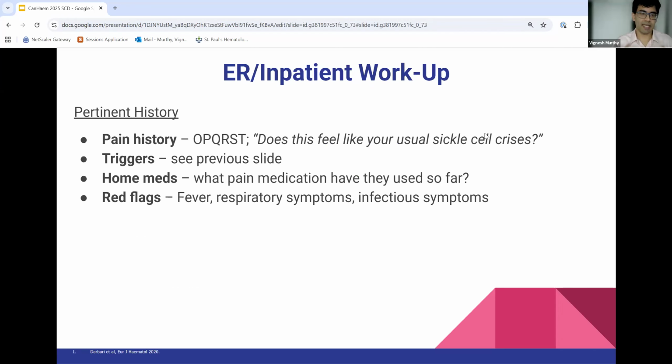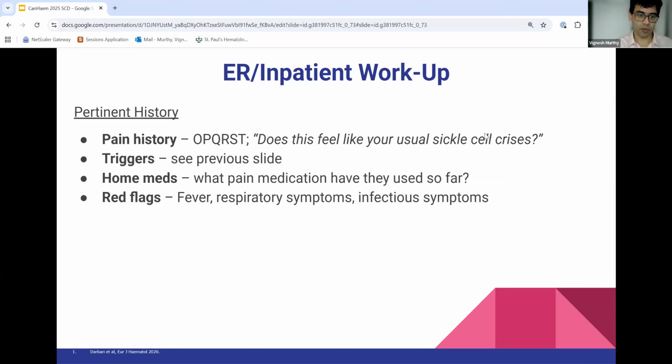And so what would you like to see in the ER or inpatient setting as far as a workup if these patients are not admitted at one of our centers, for example? A pain history is the usual LPQRST, but really, does this feel like your usual sickle cell crisis? That's perhaps the most important question to ask to help understand whether this is a pain crisis. Identifying a trigger, and definitely asking them what pain medication they've used so far. VOCs are not new to the vast majority of these patients. They have pain medication at home, including opiates like morphine or hydromorphone, and they'll use something. So understanding what they used and how much they've used and whether that's worked or not worked at all is important.